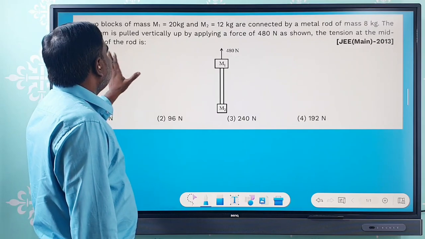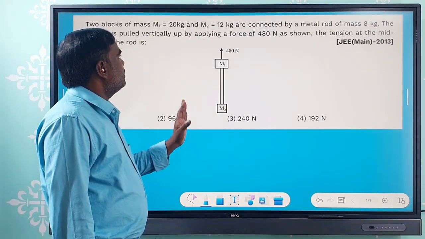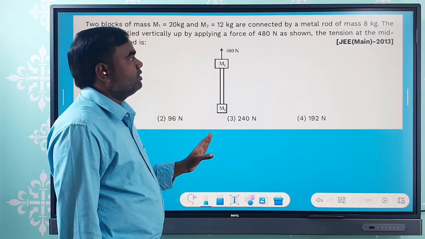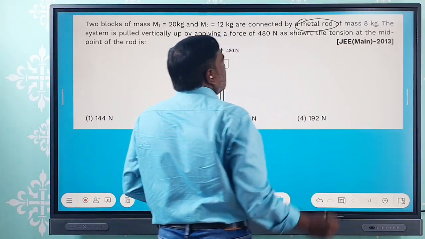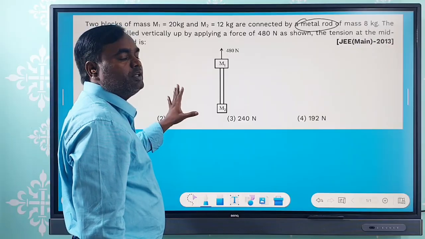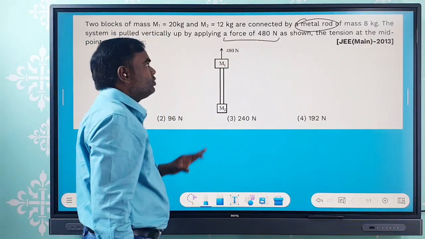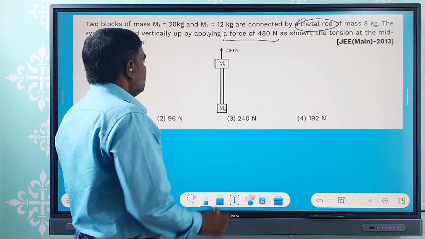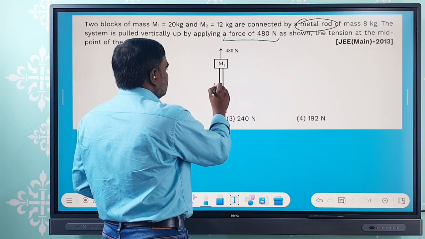The two blocks of mass m1 equal to 20 kg and mass m2 equal to 12 kg are connected by a metal rod of mass 8 kg. The system is pulled vertically up by applying a force of 480 Newton as shown in this figure. What is the tension at the midpoint of the rod? Let this be O.